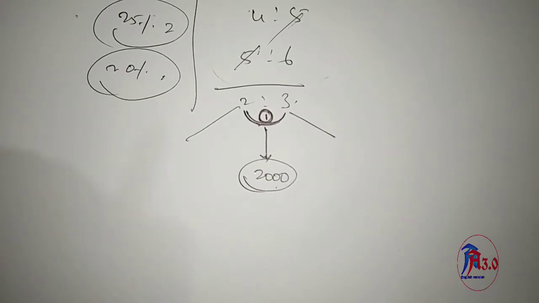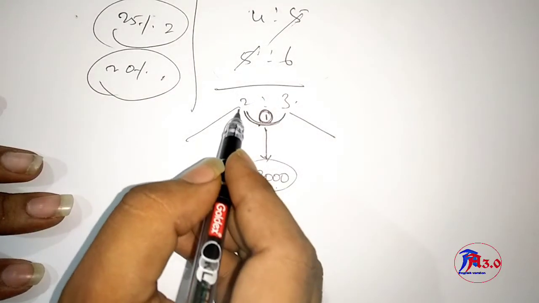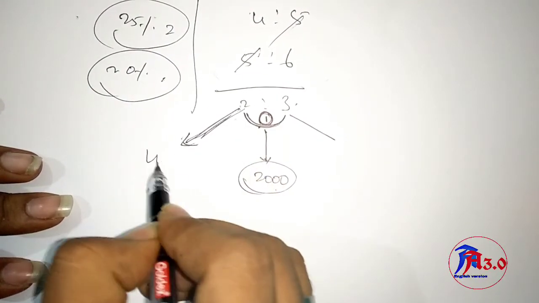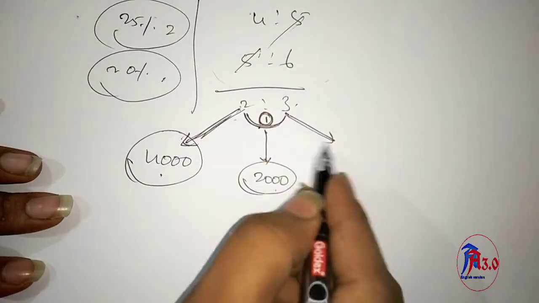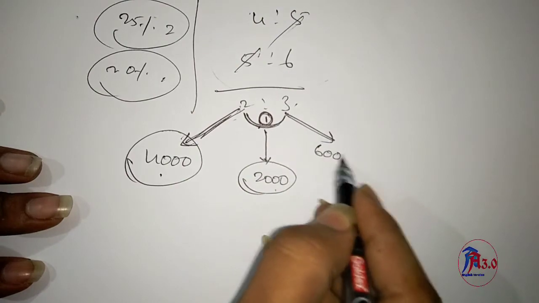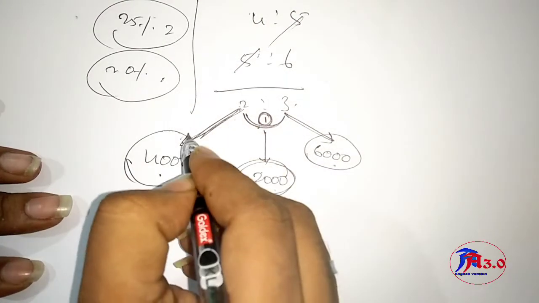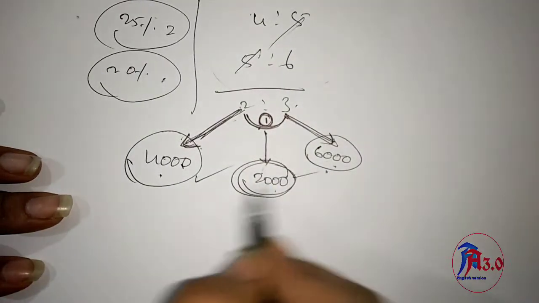The next condition is, what was the population before 2 years? It was 4,000. And what is the population after 2 years? It is 6,000. If 1 unit value is 2,000, then 2 units value is 4,000 and 3 units value is 6,000. Answer.